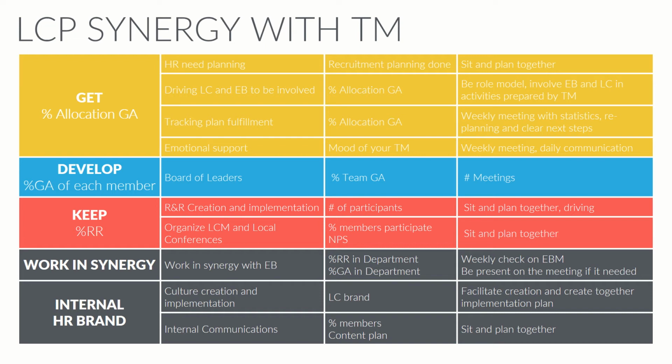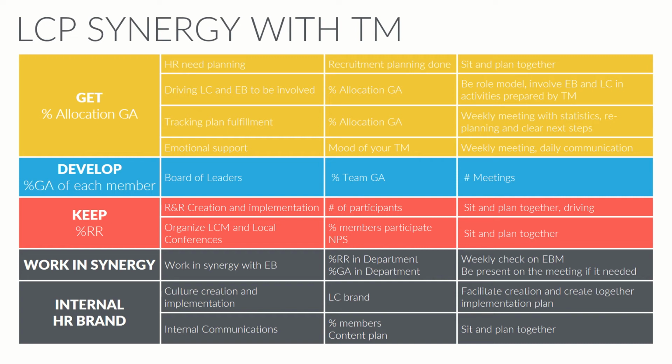For driving LC and EB to be involved, this is important because TM can't do admission alone. It's just one person, especially for the big LCs. And he is not final responsible for admission. Like he's final responsible, but not the only one who needs to do it, because other people will work with these people. So everyone needs to be involved in it. First LCP, then EB, and then team leaders.